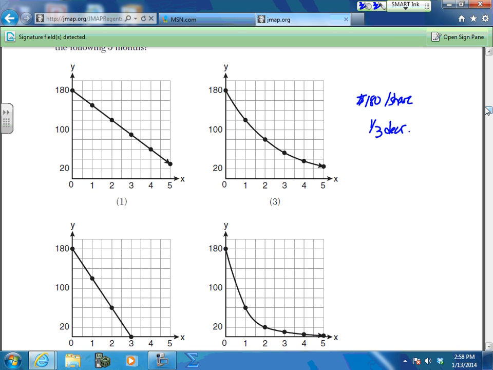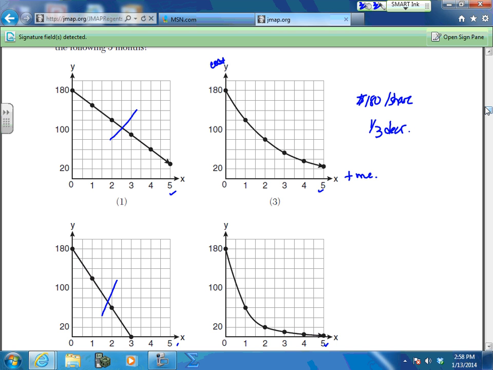If x represents time, and y represents the cost of the stock, you want to find which graph best represents the share over 5 months. They all use 5 months out here, so we're good for that. Now, because you're taking 1/3 of what is left, not the same amount each time, you're not getting a fixed curve. You're getting an exponential curve because you're taking 1/3 of whatever is left.